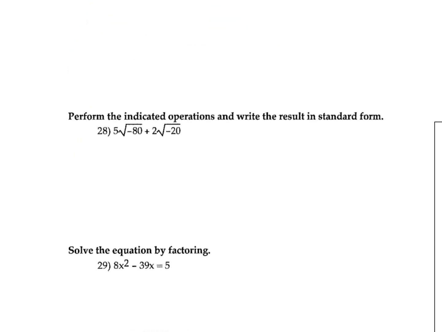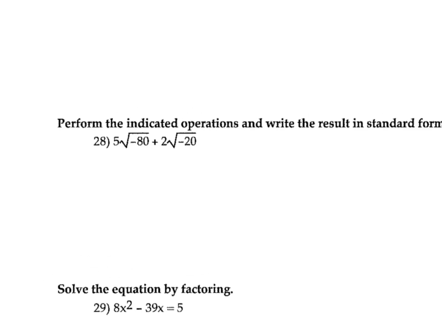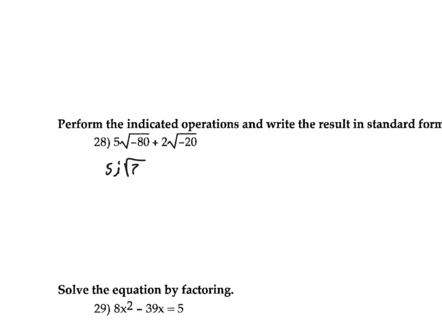With regards to 28, perform the indicated operation, write the result in standard form. Okay, so the moment you see that there's a negative underneath the radical, guess what? You can get away with pulling an i out and then turning it into a positive 80 on the inside. Similarly, this would become 2i, and then we have a 20. I would say do that right away. Then it's going to be a matter of processing this blue 80 and then processing the yellow 20. As far as processing the blue 80, we can do the thing we were doing before.